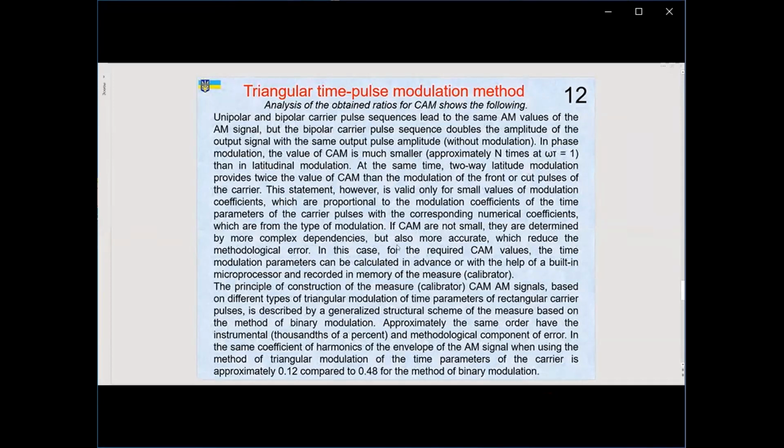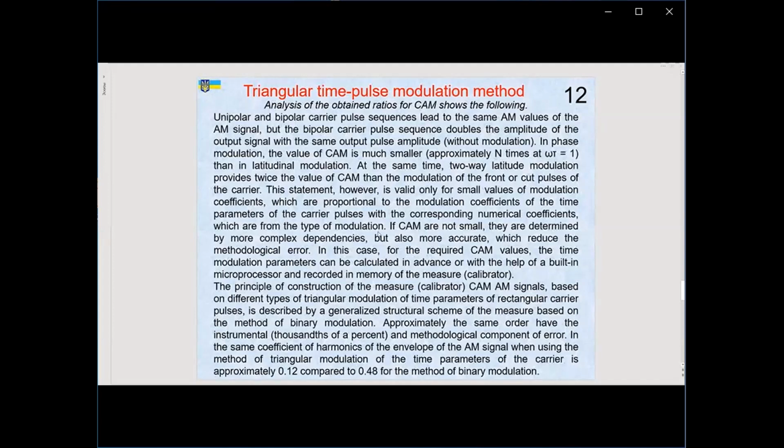and stored in the memory of the measure. The principles of the construction of the measure of CAM and IM signals based on different types of triangular modulation of time parameters of the rectangular carrier pulses are described by the generalized structural scheme of the measure based on the method of binary modulation. Approximately the same order is half of the instrumental and methodological error.